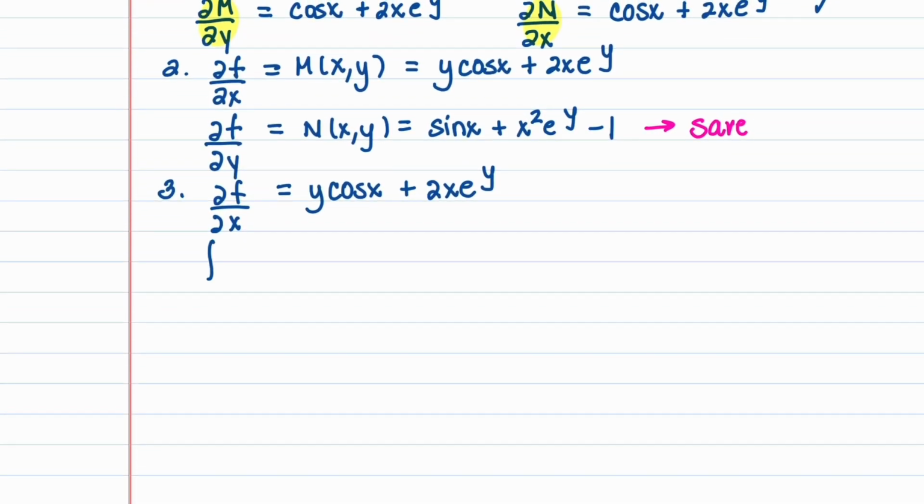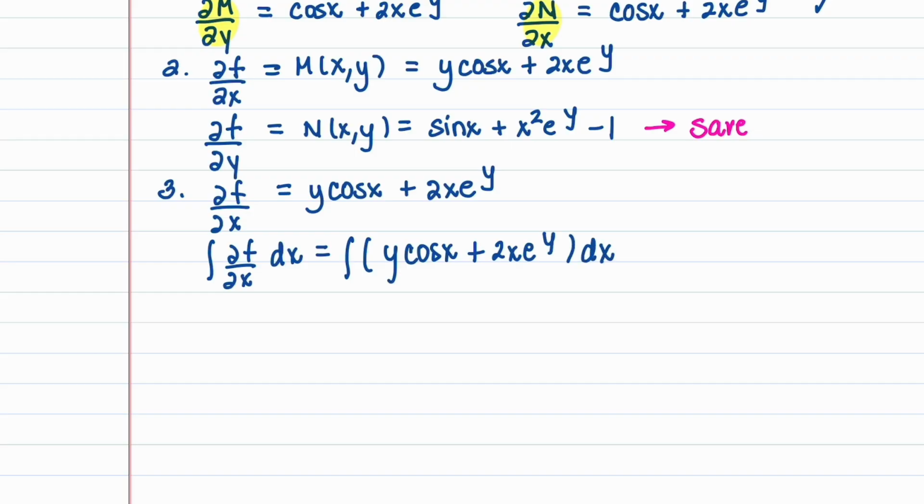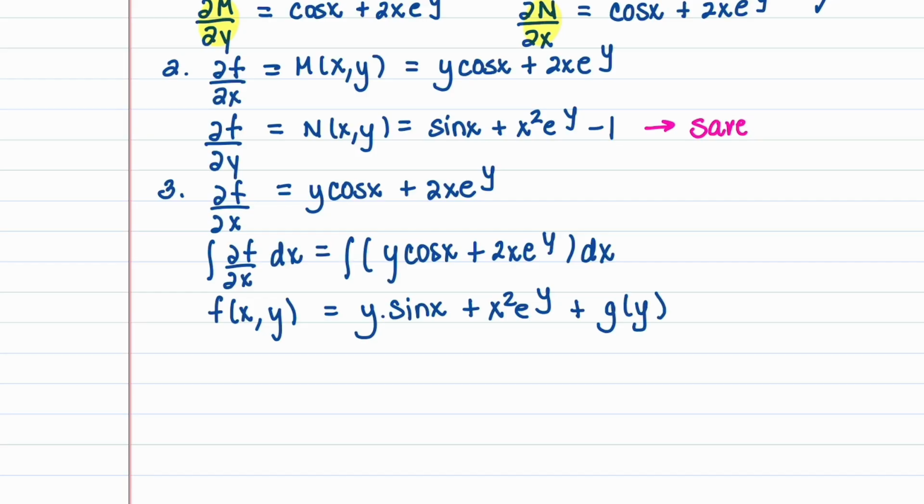We are going to integrate each side with respect to x. So we have y cosine x plus 2x e to the y times dx. On the left, we get our function f of xy. And then on the right, we are integrating with respect to x. So we get y times sine x plus x squared e to the y plus our arbitrary constant g of y. G of y now is what we want to find.